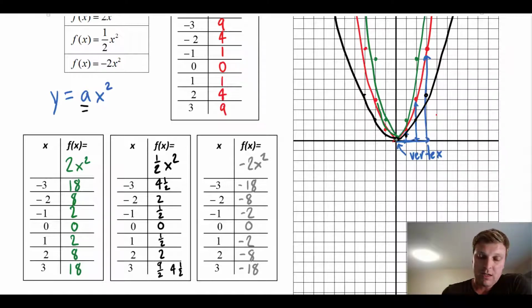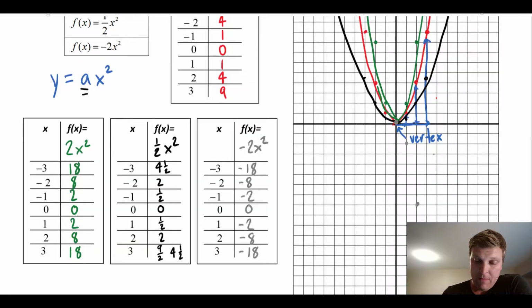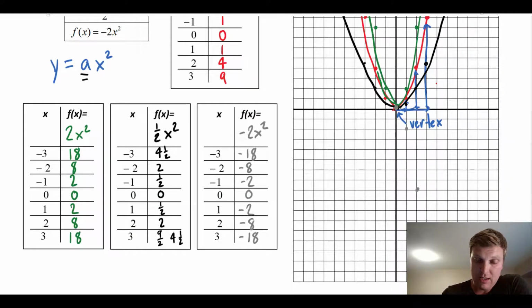So I start with the vertex at 0, 0, and then I'm going to go over 1. In this case, I'm going to go down 2. I'm going to go over 2, and I'm going to go down 1, 2, 3, 4, 5, 6, 7, 8. I'm going to go over 3, and I'm going to go down 18. 1, 2, 3, 4, 5, 6, 7, 8, 9, 10, 11, 12, 13, 14, 15, 16, 17, and again, how did I leave myself one box short? I should know better. I made these notes.